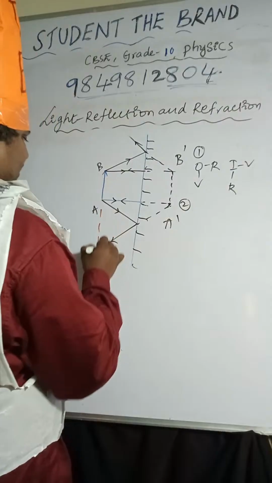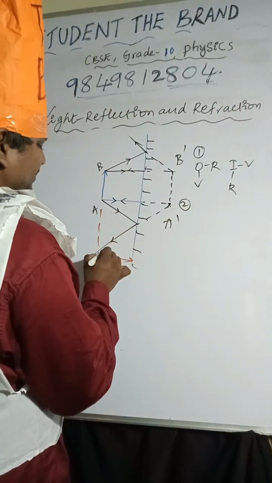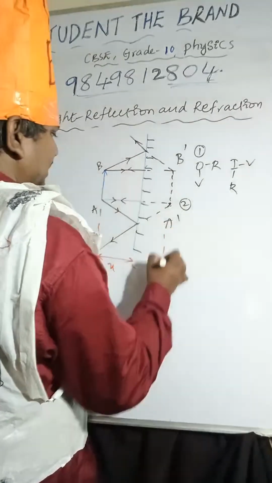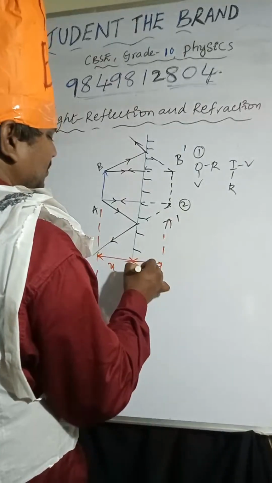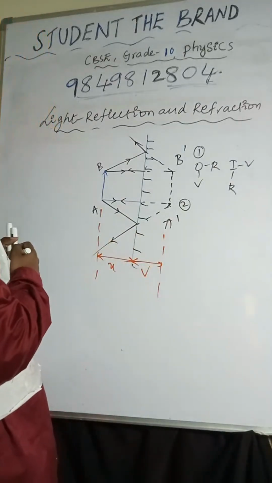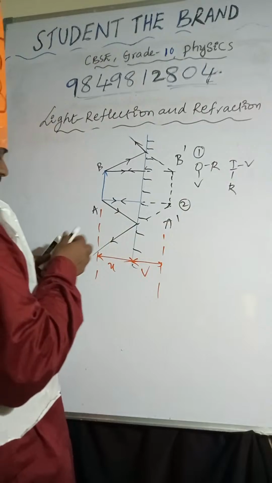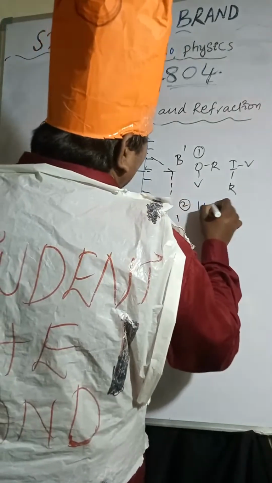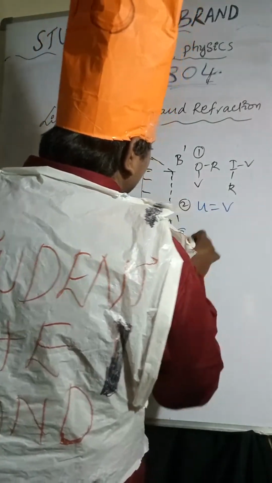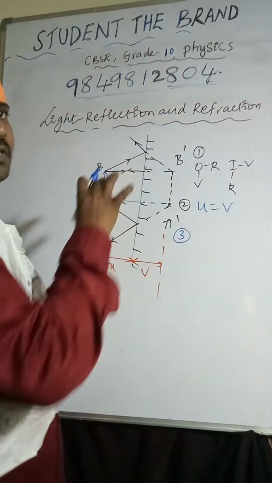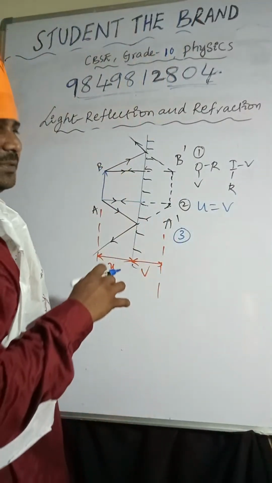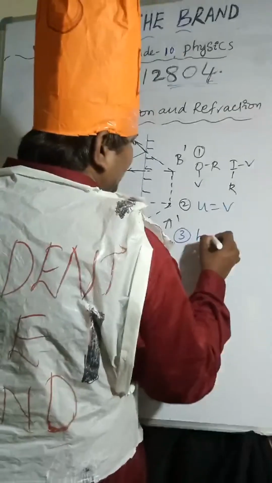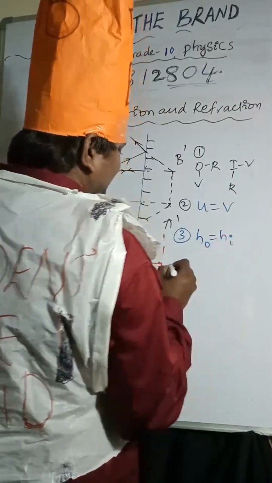So here the distance between object to mirror is equal to object distance. The distance between mirror to image is called image distance. So the object distance is equal to image distance, and the height of the object is equal to height of the image.